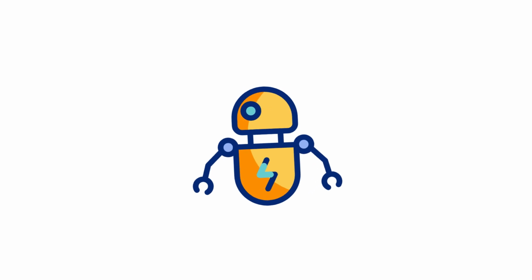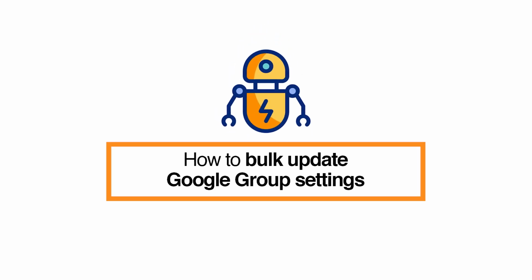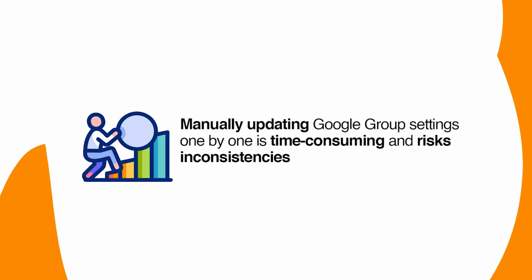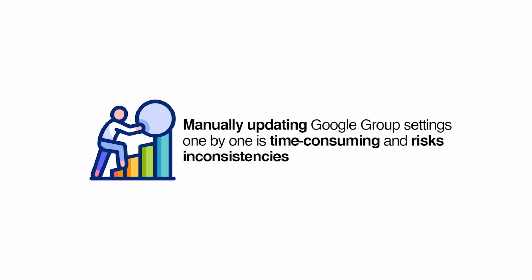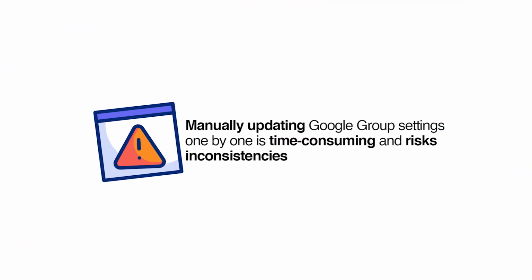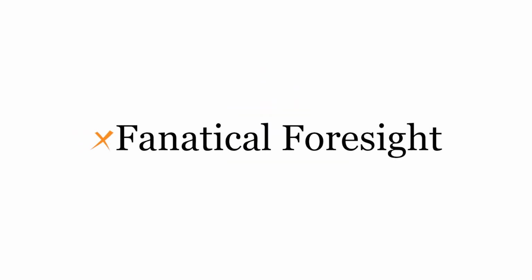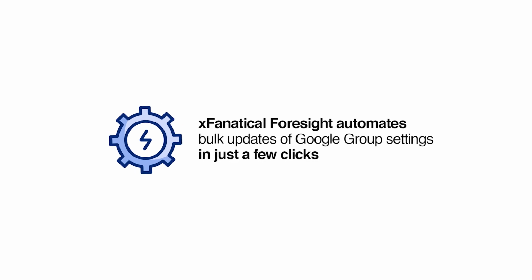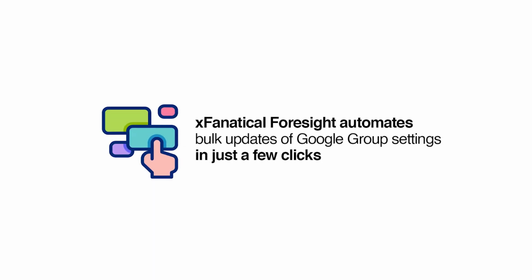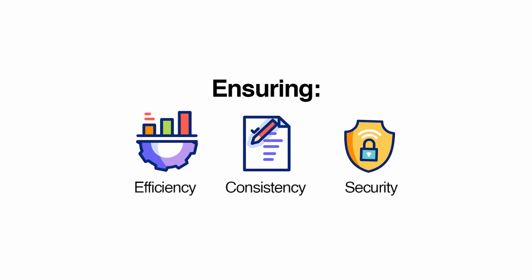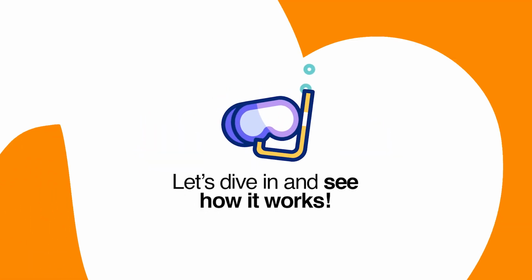Hi there, in this video, you will learn about how to bulk update Google Group settings with xFanatical Foresight. Manually updating Google Group settings one by one is time-consuming and risks inconsistencies, especially for large organizations. That's where xFanatical Foresight comes in. xFanatical Foresight automates bulk updates of Google Group settings in just a few clicks, ensuring efficiency, consistency, and security. Let's dive in and see how it works.